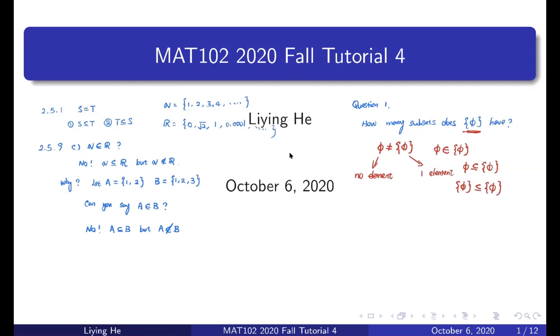Another common mistake from the same question is this one. The set of the set {1, 2, 3}. How many elements does this set have?